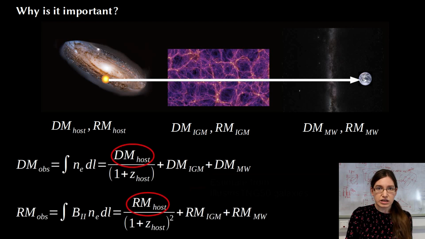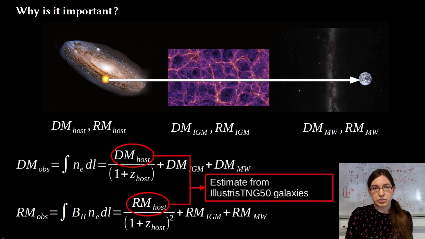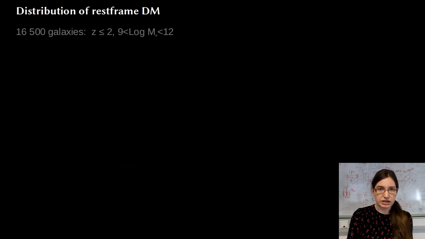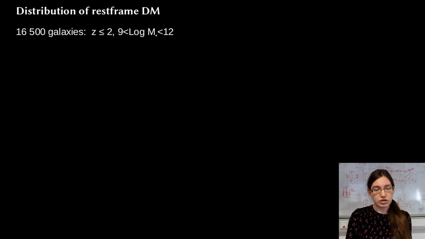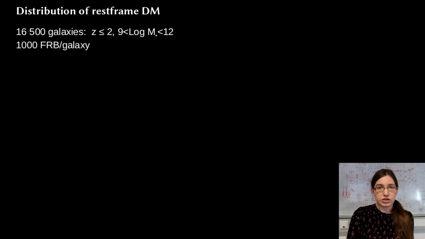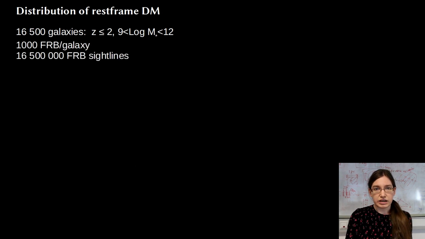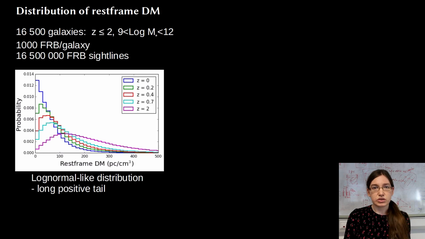So we calculate these using galaxies from the state-of-the-art cosmological hydrodynamic simulation IllustrisTNG50. We selected 16,000 galaxies below a redshift of 2, and we calculated the DM and RM from 1,000 starting points per galaxy. The restframe DM distribution is close to log-normal with a long tail.